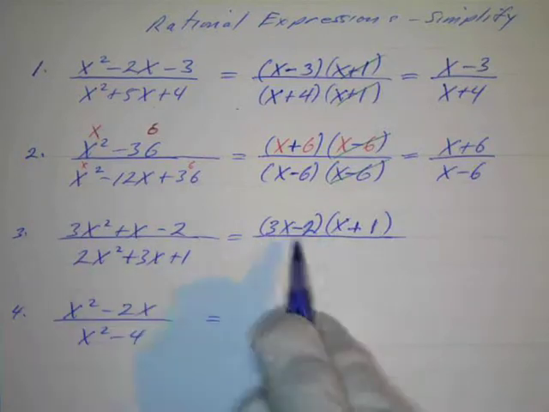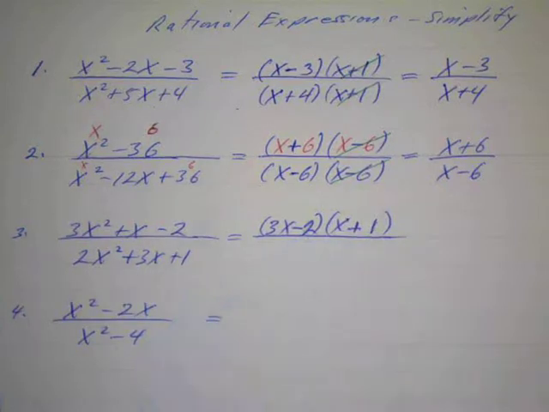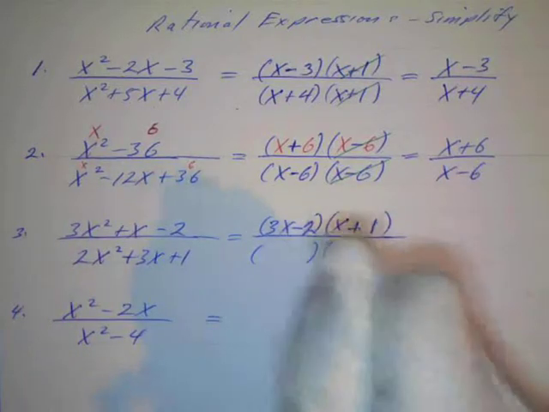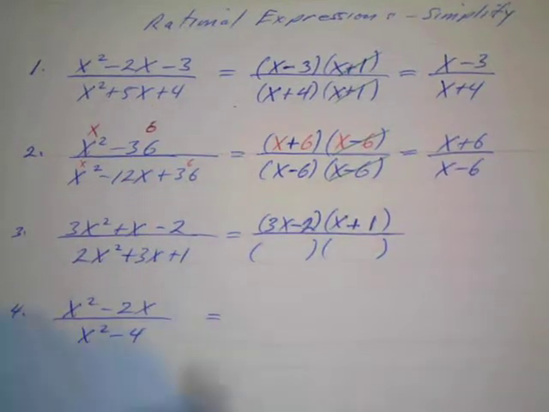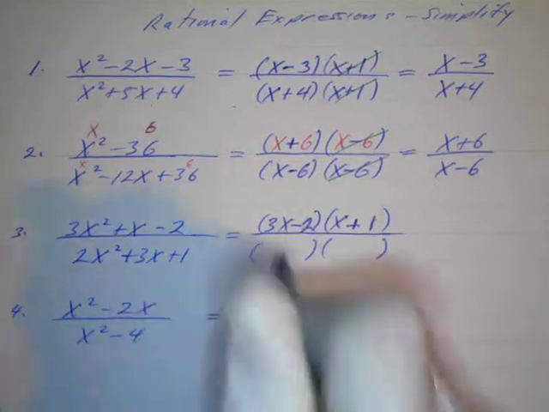3x times x is 3x squared. 3x minus 2x, outside inside, is positive 1x, and then negative 2 times 1 is negative 2. So you can kind of work those out in your head, or by trial and error, without using that longer process we use for general trinomials. This one's a lot easier because my signs are all positive.